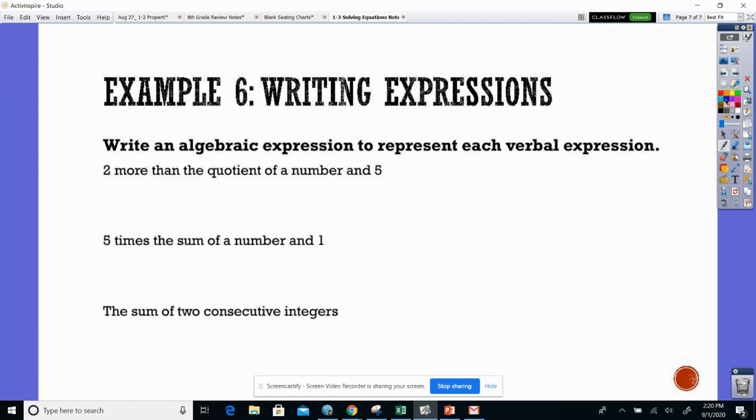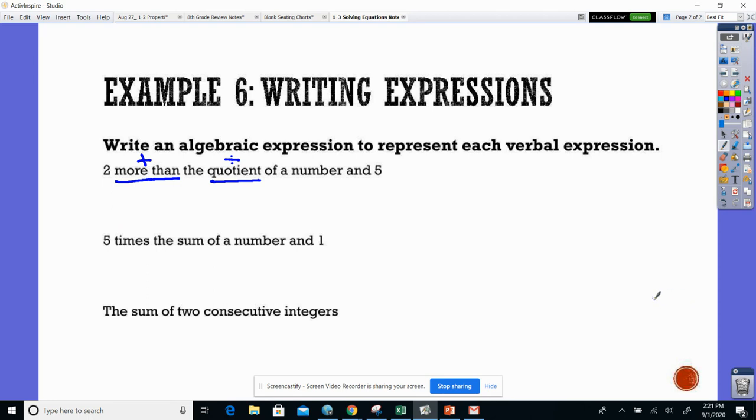Our first expression says two more than the quotient of a number and 5. So the first thing I want to do is figure out what some of these words mean. Right here I have the words more than. More than means I'm going to add, so I'm just going to put a plus sign above here so I remember that. The next key word is quotient. Quotient tells me that I'm going to divide. So I'm just going to put that here.